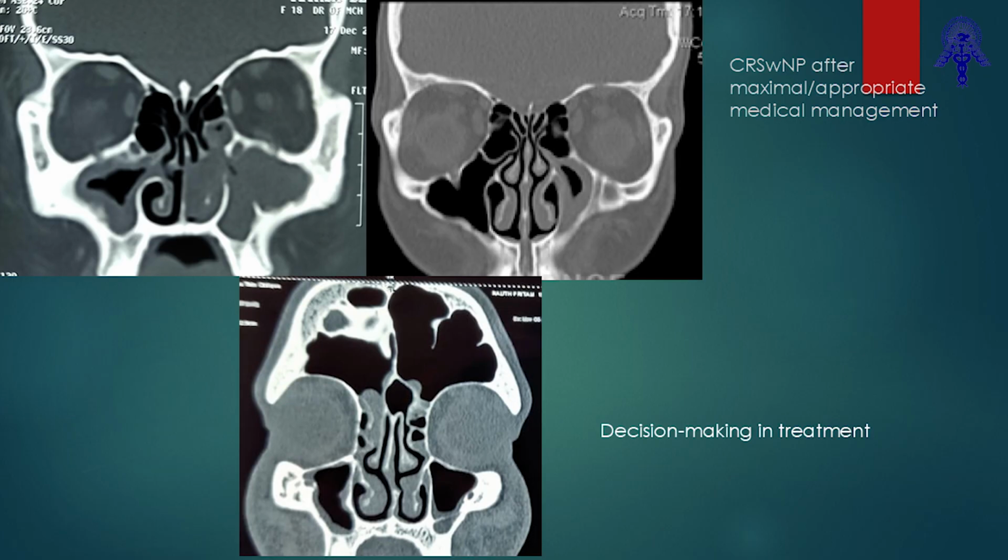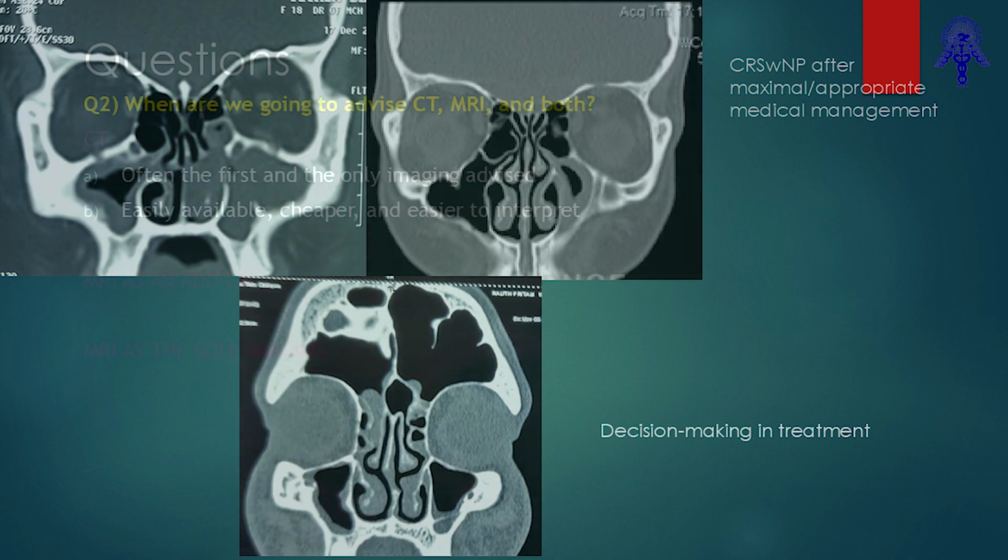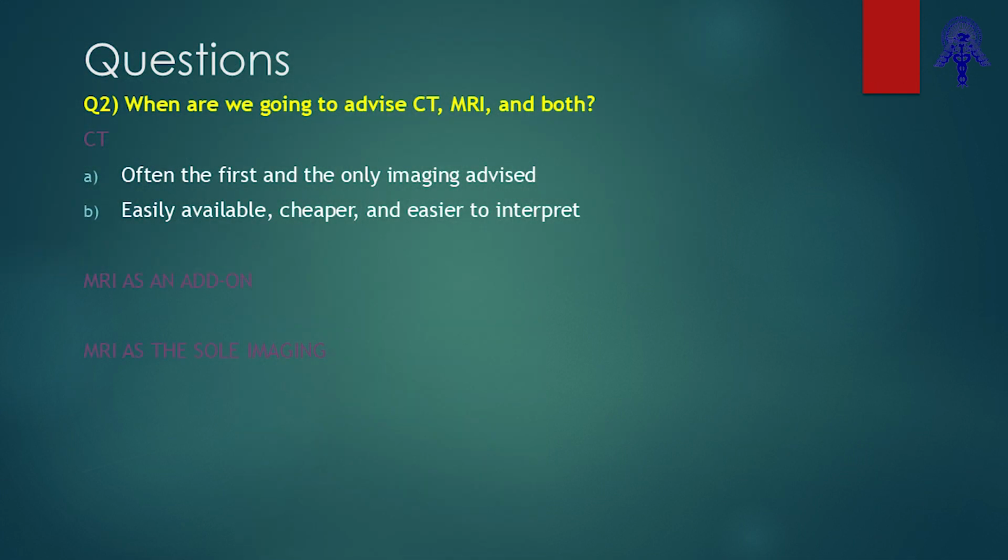But in the third situation, you can see there is minimal maxillary sinus thickening. Here we can wait and watch. So here, the CT scan can give us an idea of how to approach a case following an intervention.